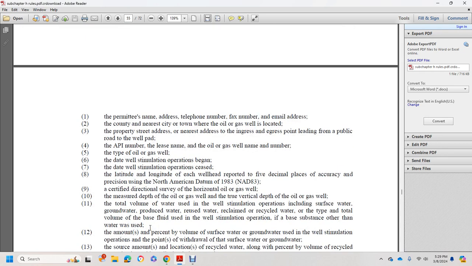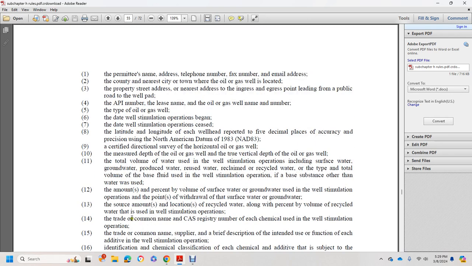The directional survey of the horizontal oil and gas well, with the measured depth of the oil and gas well, the true vertical depth of the oil and gas well, and the total volume of water used in the well stimulation operation, including the source of the water: groundwater, produced water, reused water, reclaimed, recycled water. Also the type and total volume of the base fluid, the base substance of the water, the amount, the percent of the volume, the source of the groundwater, the location of the withdrawal, and the percent of the volume of the recycled water.